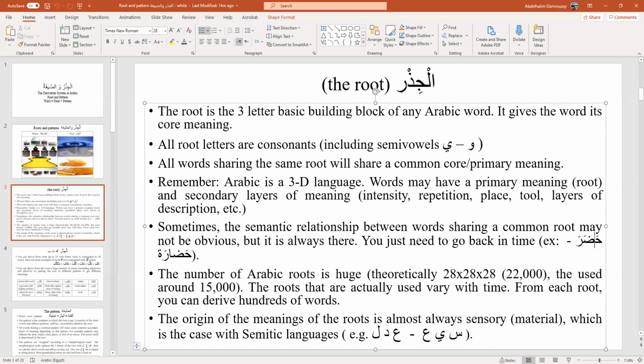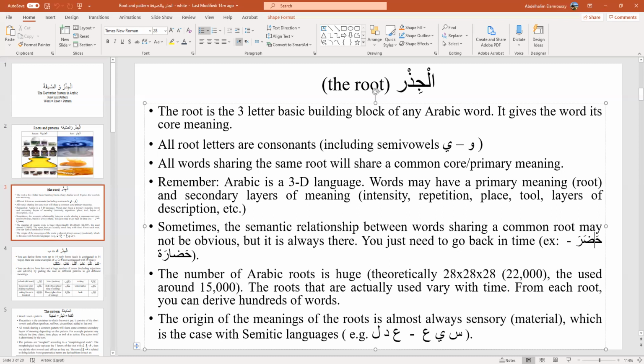So, for example, when we're talking about concepts that are not material, like adl, which means justice, or sa'a, which means an hour, both are things that you cannot touch. They are not material things. However, the root for them is indeed material.